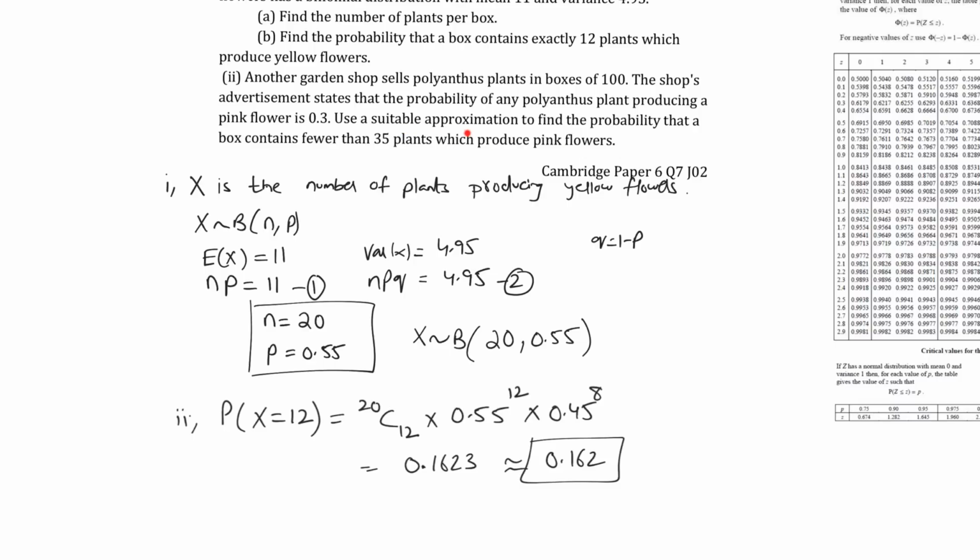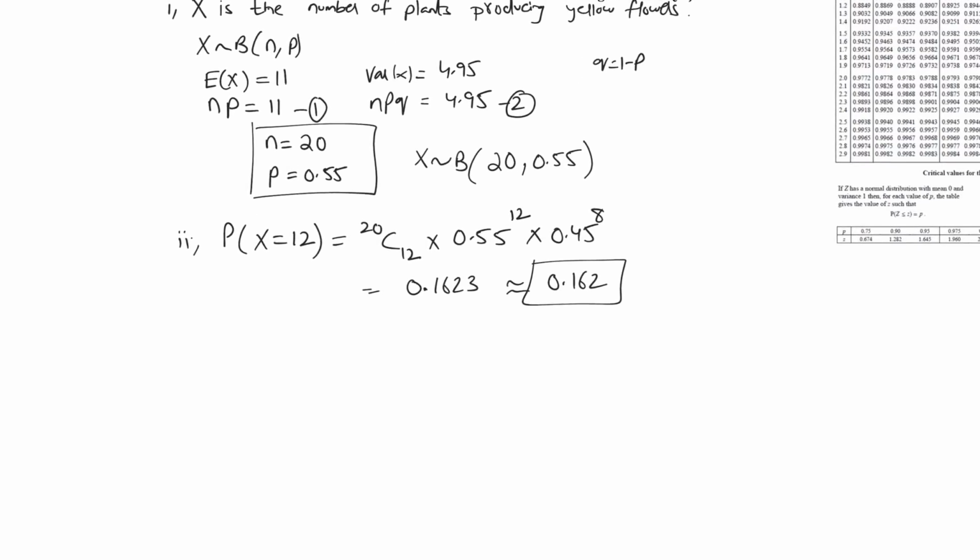Now why is there a need for approximation? We will first check, is np greater than 5 and nq greater than 5? If it is, then we will go for normal approximation, because we want to find the probability of x less than 35. Meaning it's tedious to calculate the probability of 0, 1, 2, 3 up to 34. So it's better to use a suitable approximation, which is the normal approximation. Now I'll show you the working for this.